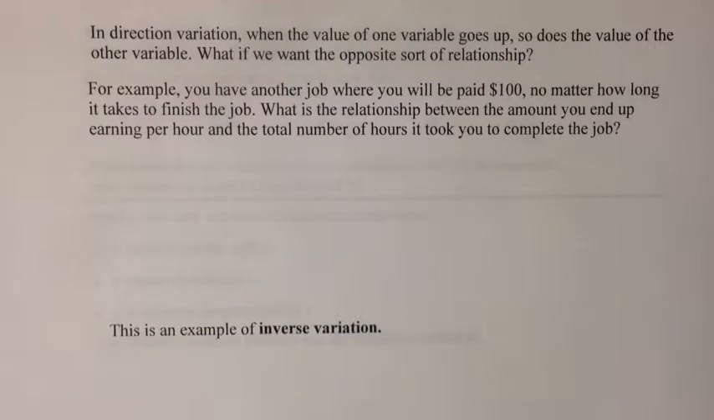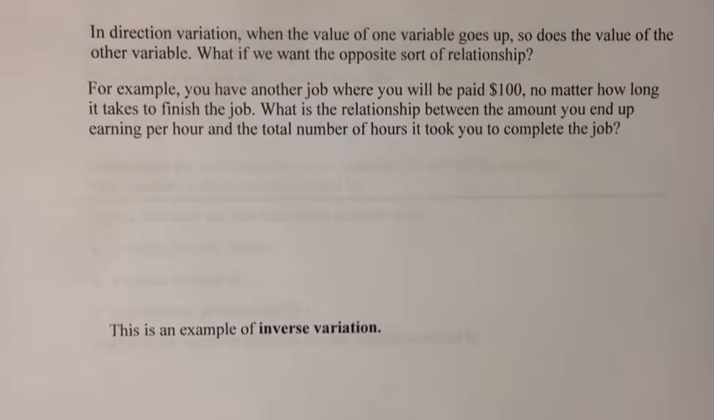Remember that in direct variation, when the value of one variable goes up, so does the value of the other variable. So for instance, in our examples, when the number of credits you took went up, the cost of the tuition also went up. Or when the radius of the ball got bigger, the weight of the ball also went up. Now we're going to look at what to do if we want the opposite sort of relationship.